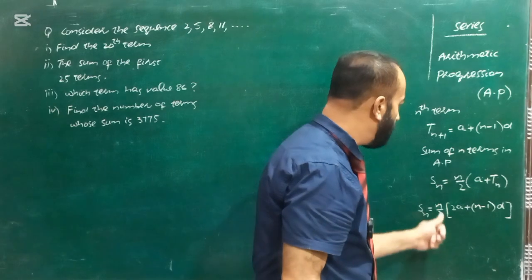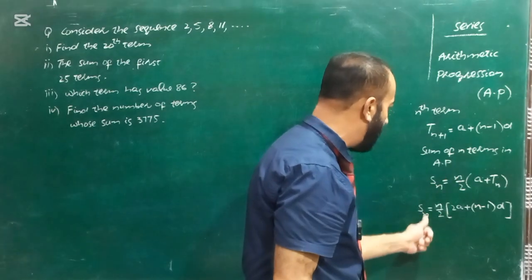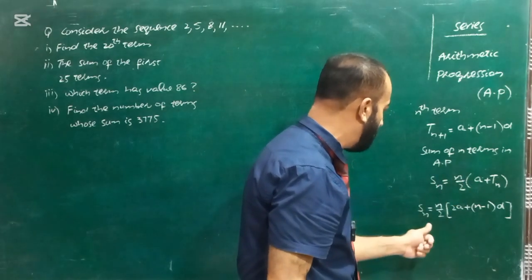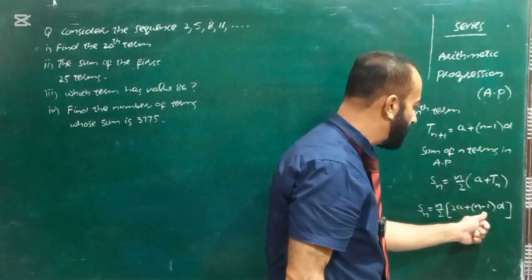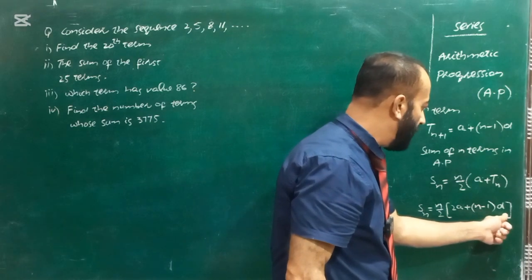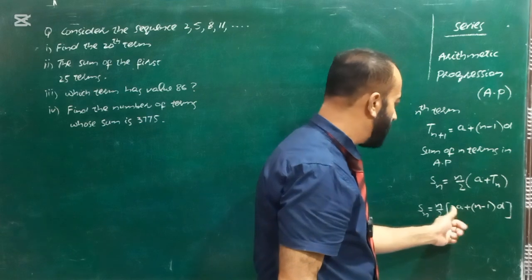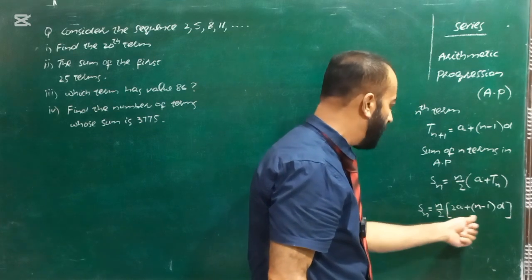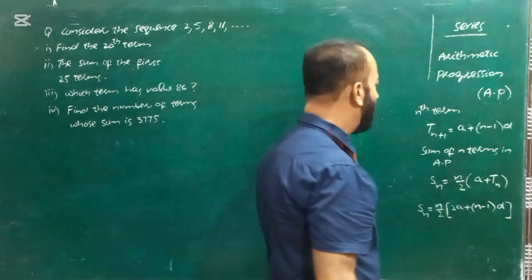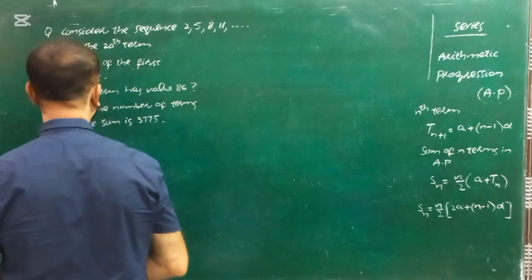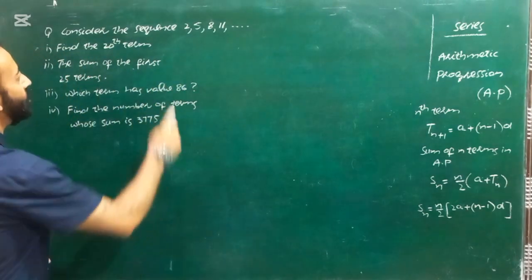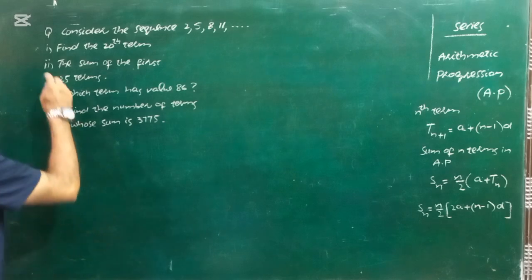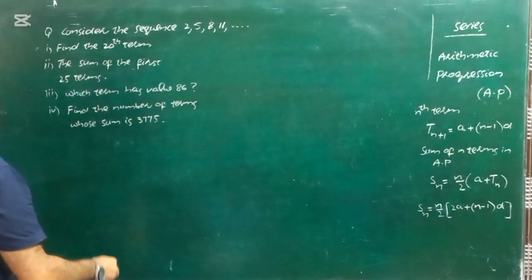And there is another formula for the sum of the terms in the arithmetic progression, that is n by 2 into (2a plus (n minus 1) into d). When the difference, number of terms and first term are given, then this formula will be used. So look here now. Here is a question. Consider the sequence 2, 5, 8, 11. The first part is find the 20th term.